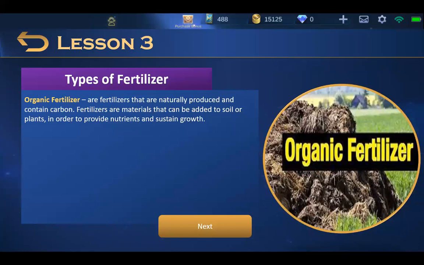However, these effects are strongly influenced by the nature of the organic material, their nutrient content, and the process of their decomposition in the soil. Commercial organic fertilizers are already out in the market. Common examples of organic fertilizer are as follows.